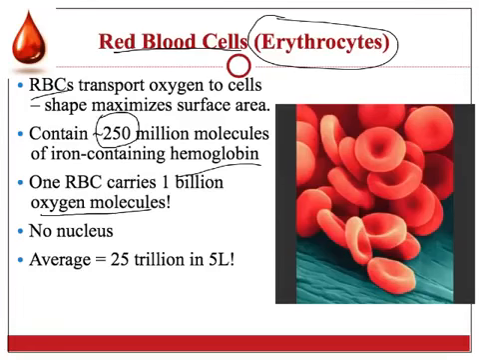Another kind of fun fact about red blood cells: they have no nucleus because it gives them more space to carry hemoglobin to do their job. On average, you have about 5 liters of blood in your body, and you have 25 trillion red blood cells. That is so many. It's so much oxygen. Because remember, every single one of your cells needs oxygen to do cellular respiration.